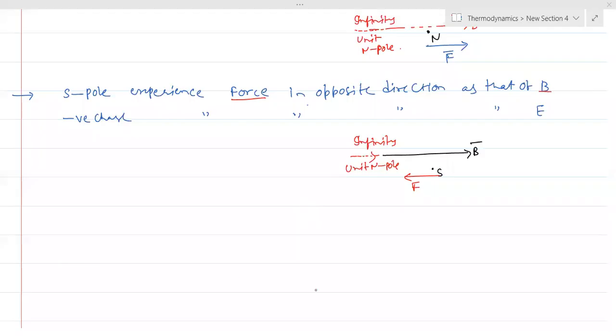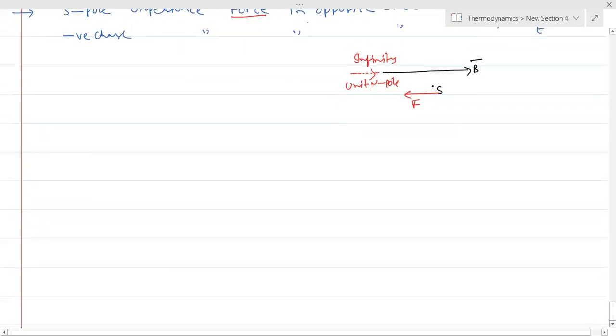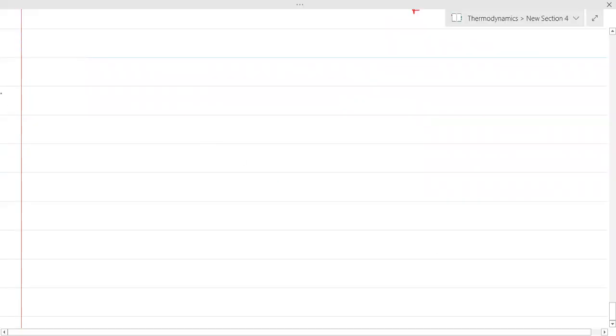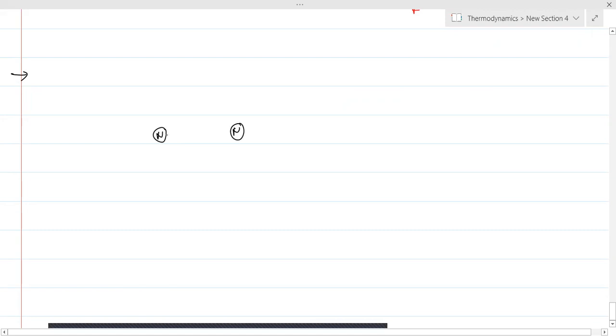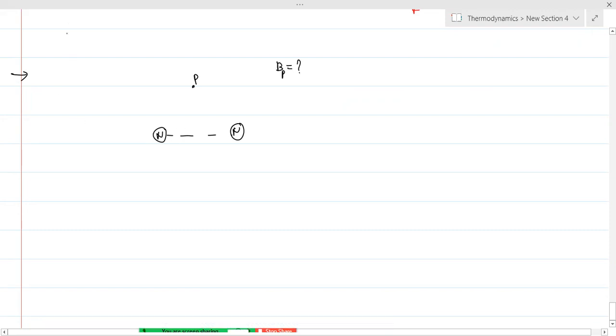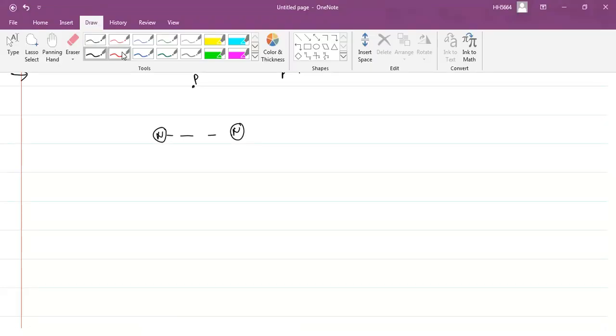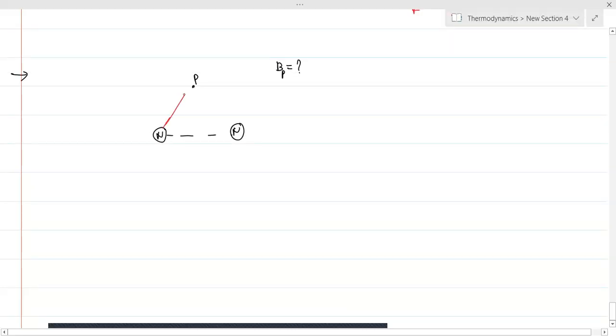Next, we will do some basic models here. Suppose I have a north pole and a north pole. They are at the vertices of an equilateral triangle. So the question is, find the net magnetic field, B equivalent to how much? So simply we will write the lines of force.